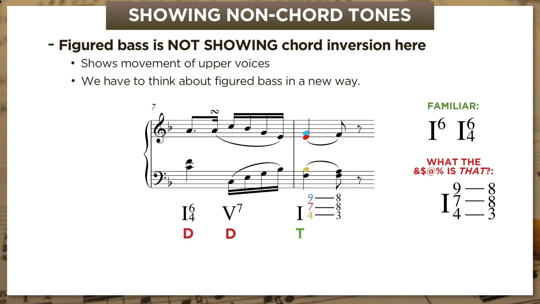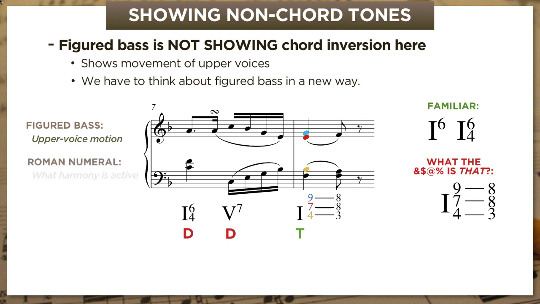The confusing thing is how the Roman numeral plays into all this, because for the first time here, we've got the Roman numeral and the figured bass telling us different things. The figured bass here tells us about the upper voice motion, as I just explained, right? We go from left to right, and it tells us the intervals of the moving voice.